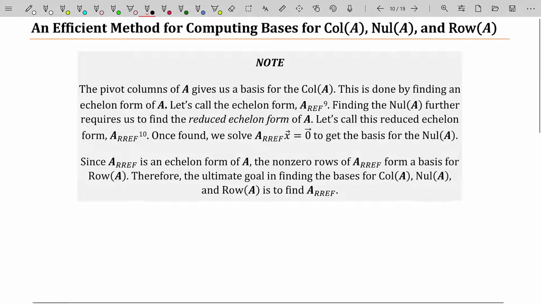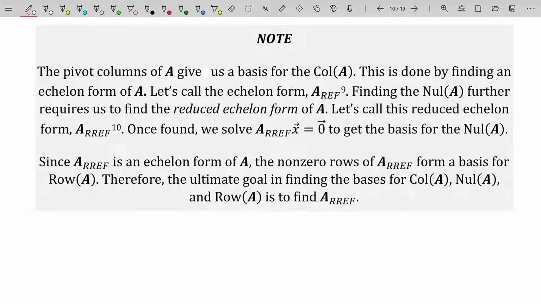Here we go. We'll start with a little note here. The pivot columns of a matrix A give us a basis for the column space of A. This is done by first finding an echelon form of A so that we can find those pivot columns. For this conversation, we'll call an echelon form of A, A sub REF. There's a footnote down below saying this is a very common notation, meaning the row echelon form of your given matrix A.